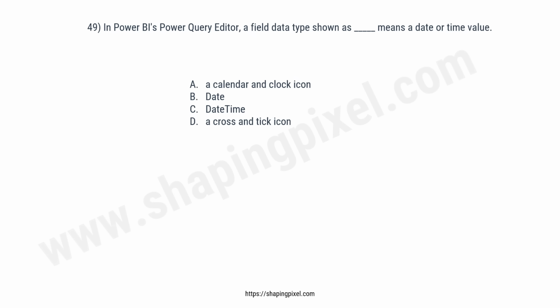Question number 49. In Power BI's Power Query Editor, a field data type shown as dash means a date or time value. And we have four options. Option A, calendar and a clock icon. Option B, date. Option C, date time. And option D, a cross and a tick icon. So the right answer here is option A, calendar and a clock icon.